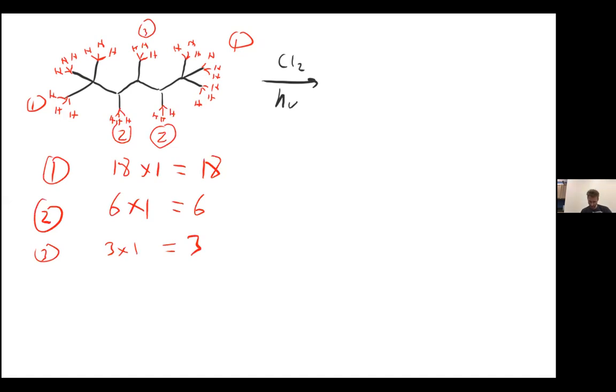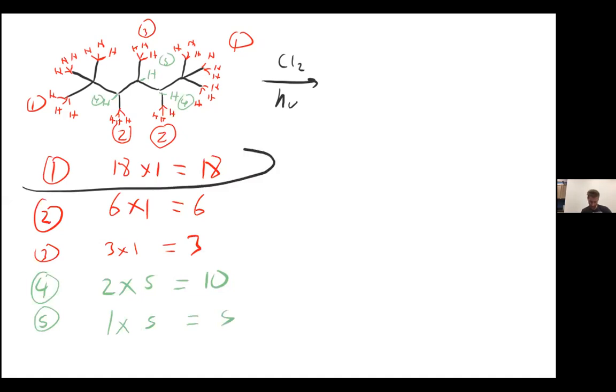We've got a couple of tertiary centers. So these 2 are going to be symmetrical. I'm going to call them 4. There's 2 of them. They are tertiary, so their selectivity factor is 5, giving us a total of 10 here. And then this last one in the middle, we'll call it 5, is just 1 by itself. So it'll also have a selectivity factor of 5. So based on these numbers, clear winner is going to be one of these terminal ones. There are 18 versus 10, 6, 5, and 3 here.